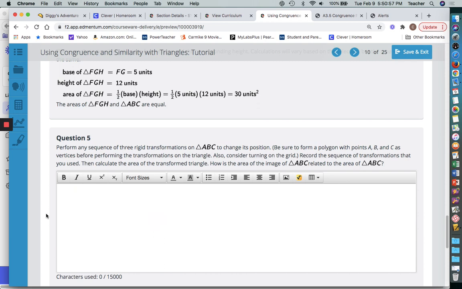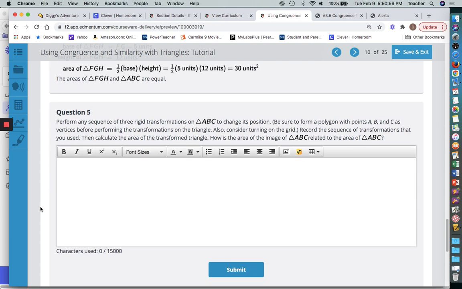All right, question 5. Perform any sequence of 3 rigid transformations on triangle ABC to change its position. Okay, so I'm not mapping anything, I'm just changing it. Be sure to form a polygon with points A, B, and C as the vertices before performing the transformations on the triangle. Also consider turning on the grid. Record the sequence of transformations that you used, then calculate the area.